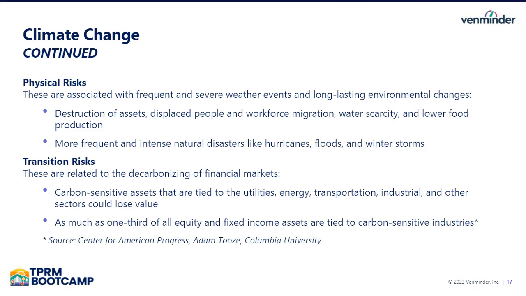When it comes to climate change, there are 2 types of risks. There's the physical risk, which includes destruction of assets, workforce migration, low food production, or more frequent and intense natural disasters and events. And even if the event isn't disastrous, they still interrupt business. So just the past few months in the United States, we've seen incredible record-breaking snowstorms. We've seen incredible rain, floods, tornadoes. All of these things can literally paralyze entire regions of the country at a time.